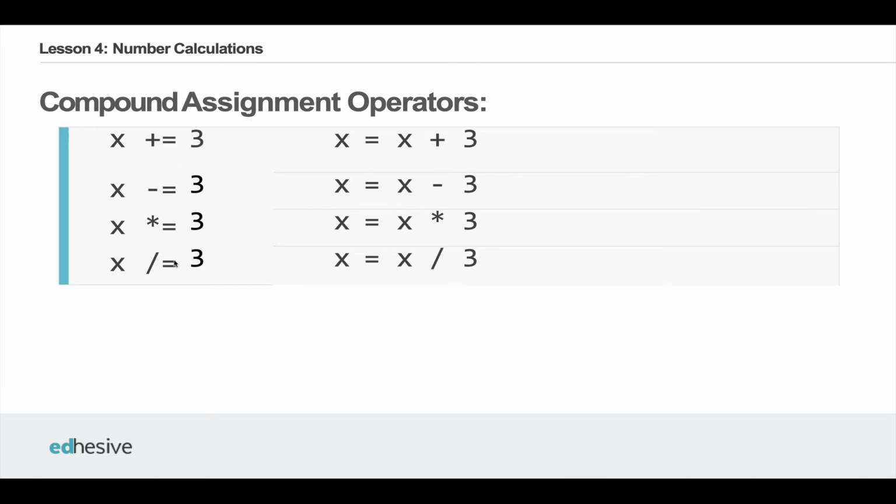And it works with all of the different signs here. x -= 3 means x = x - 3. x *= 3 means x = x * 3. And x /= 3. Basically, you're taking the number and you're dividing it by 3. You're taking the number and multiplying it by 3. You're taking the number and subtracting 3. You're taking the number and adding 3.